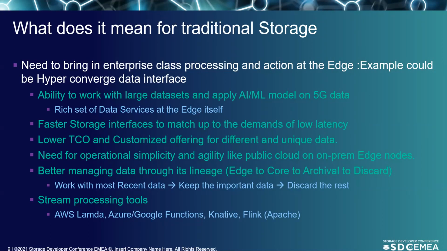I also pointed some of these out in the last slide. The streaming tools like the AWS Lambda, like the Azure and Google functions that you have, the Knative and the Flink from Apache. You will see more and more of these start getting deployed at the edge itself, and this will help us provide the kind of response and the analytics that we would like to provide to the end users. So I think that's pretty much what we wanted to cover.